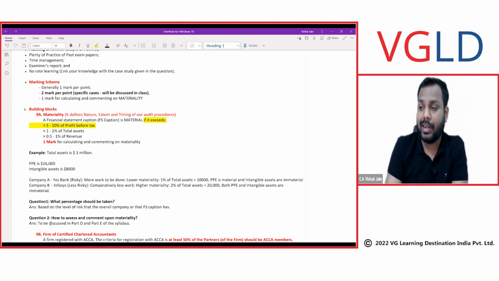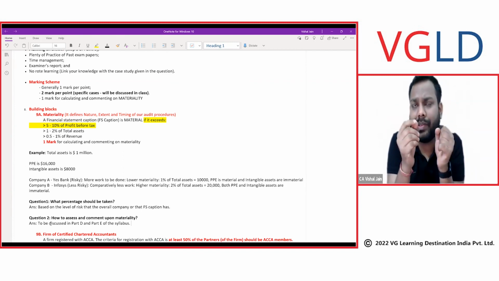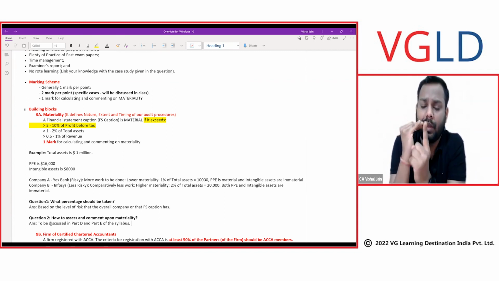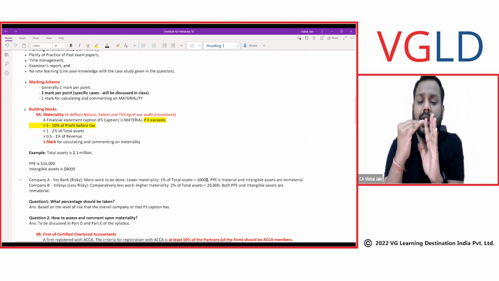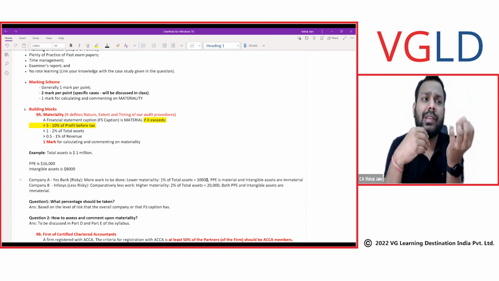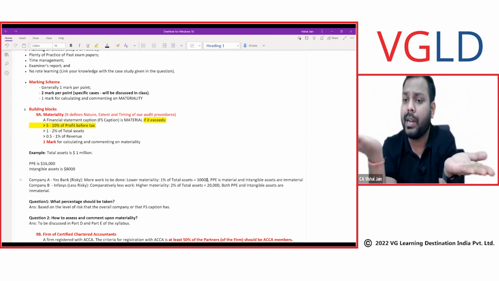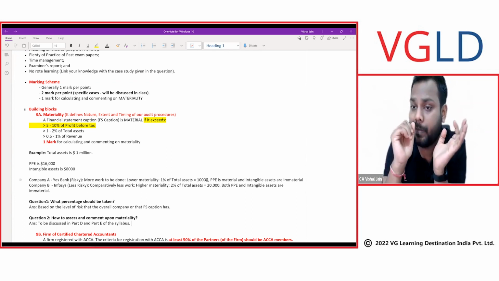See, understand, I will tell you the approach also. Though I will discuss it in much detail in part D and part E, I will give you a basic understanding. One approach is, first I calculate the materiality, just like we did here, and then anything above this is material, anything below this is immaterial. This is approach number one. Approach number two is, we see that this FS caption has this much balance and total assets has this much. Let's compare these two. If it exceeds 5%, it is material. If it is below 5%, it is immaterial.